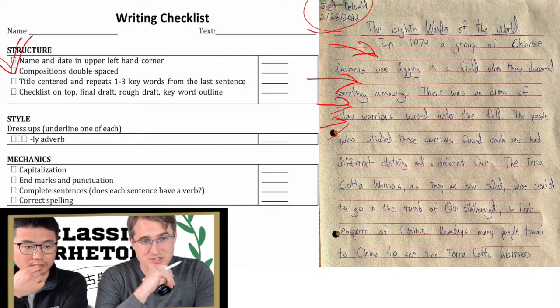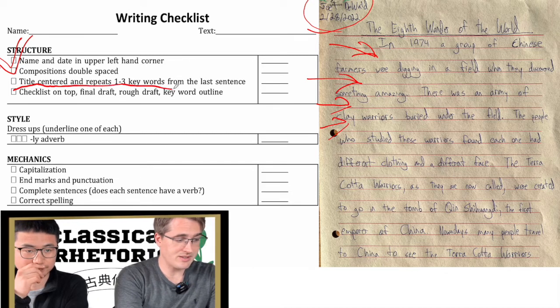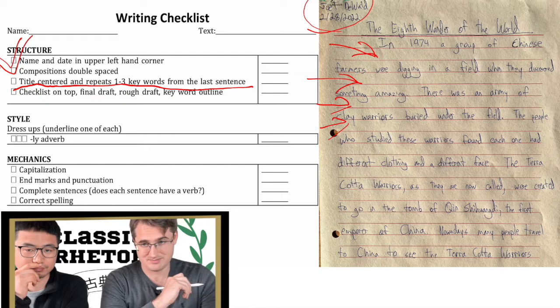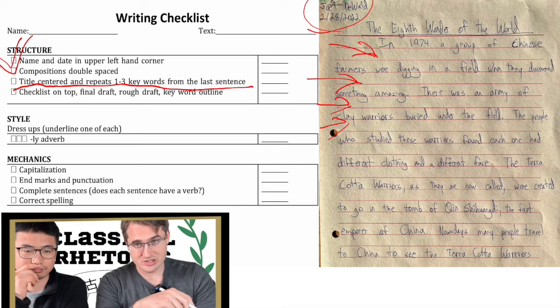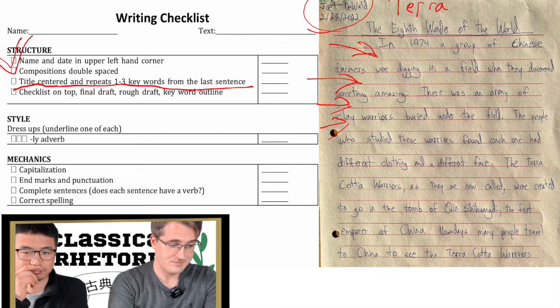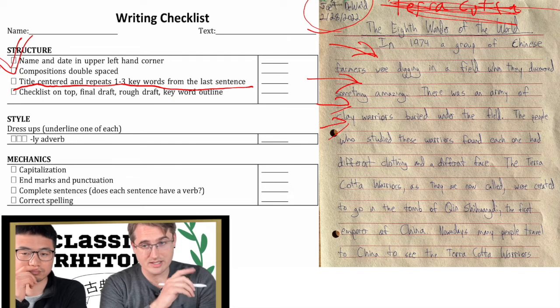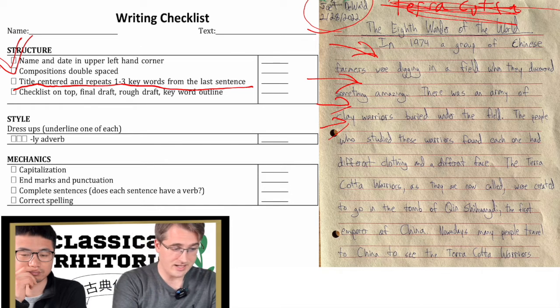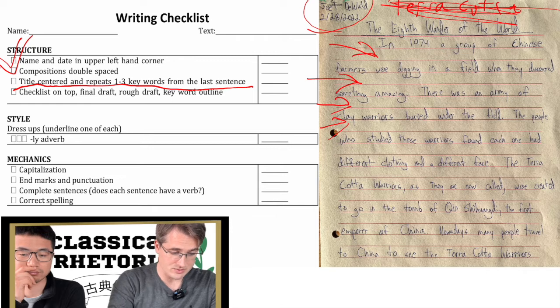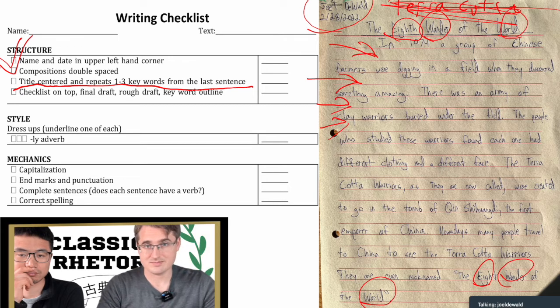next, I'm going to teach you a rule. It's called the title rule. We have title centered and repeats 1 to 3 keywords from the last sentence. So you can see in my essay on Qin Shi Huangdi's Terracotta Warriors, I didn't call it Terracotta Warriors. You're going to make a new title. I took 3 keywords from my last essay. So you can see my title is the 8th wonder of the world. So my keywords were 8th wonder, world. And I repeated them in my title, 8th wonder of the world. Okay?